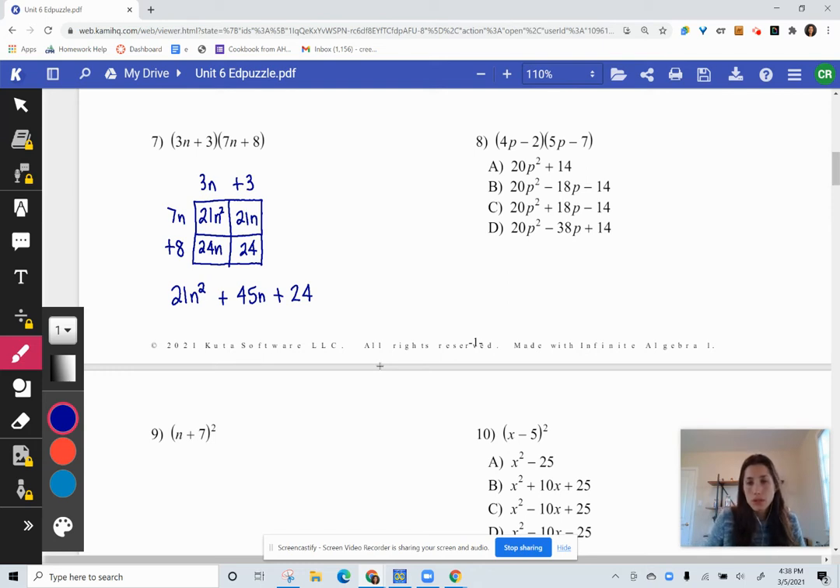Okay, so on this question here, you're going to create that box, the rectangle, put these pieces along the sides, multiply everything, and then combine like terms.